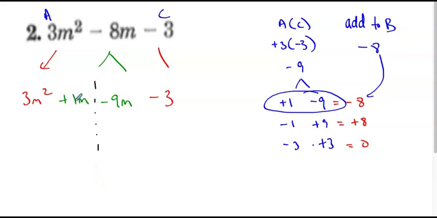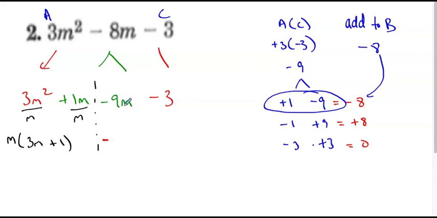Again, it doesn't matter if I put my positive 1m here or my negative 9m here. Same difference. All right, so here, 3m squared plus 1m. The only thing I can factor out here is m. And that leaves me with 3m plus 1. Okay. Here, the second group starts with a negative. Always, always, always factor out the sign. So I'm going to factor out a negative.